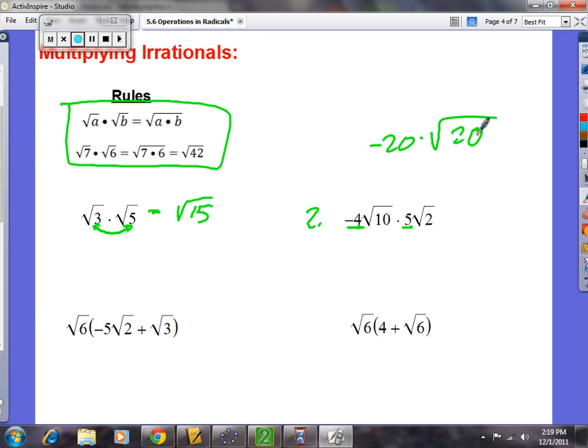Are you done? Can you clean that up? 20 divides by? So, negative 20 times square root of 4 times square root of 5. So it's going to be negative 20 times 2. That cleans up to 2, and that's square root of 5. So your answer at the end of the day is negative 40 square root of 5.